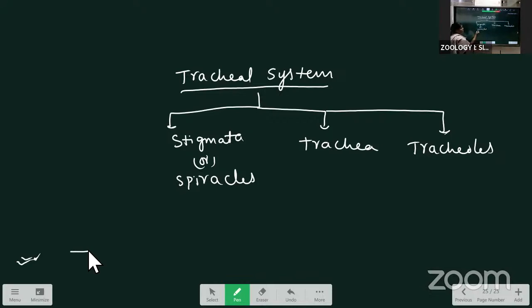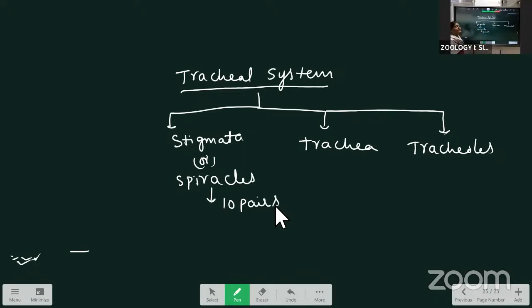Clear? First, the stigmata. Like we have nostrils, the cockroach has outer openings that communicate with the exterior. That is called a stigmata. Outer openings are called stigmata, also called spiracles. In the cockroach, 10 pairs of spiracles are present.